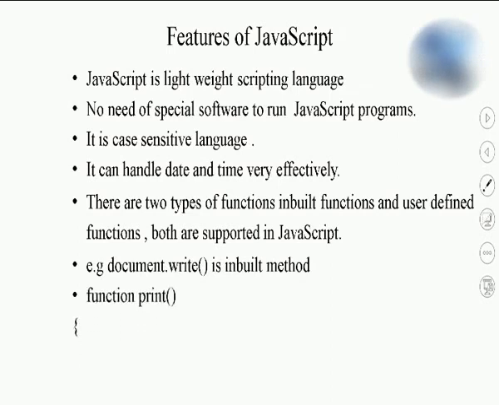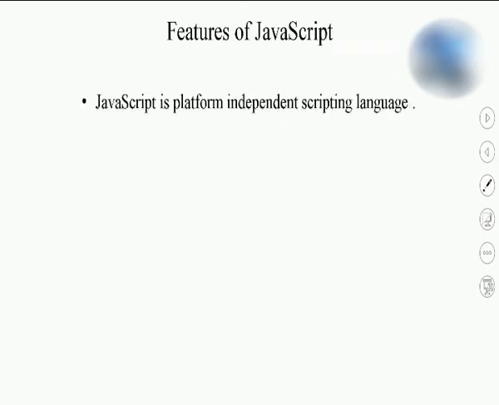There are two types of functions or methods in JavaScript. So what is a function or method? It is a group of statements to be executed once you call them. Here is a function, the print function. This is a user-defined function. And the inbuilt function is the write method here. We also call it a function, which is nothing but a method.